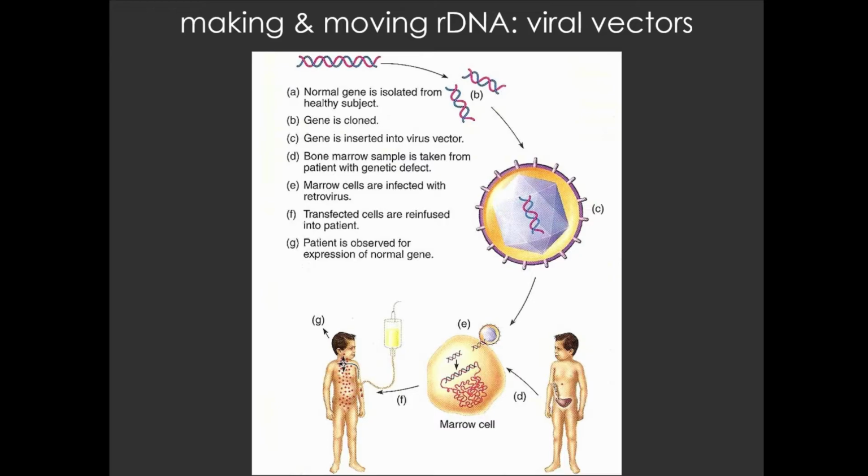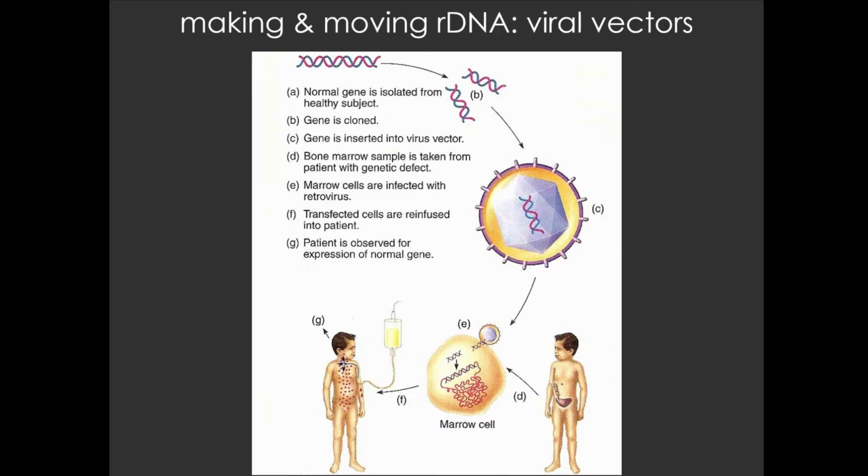And then a bone marrow sample is taken from a patient who has this genetic defect. That bone marrow sample is infected with this virus, which will inject the gene of interest, not viral DNA, into these bone marrow cells. Then those bone marrow cells are reinfused into the patient. And because they're bone marrow cells, which are a kind of stem cell for the rest of that patient's life, those bone marrow cells will create functional immune system cells and create for that person a functional immune system.